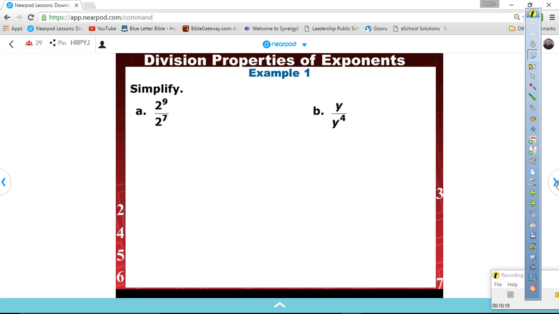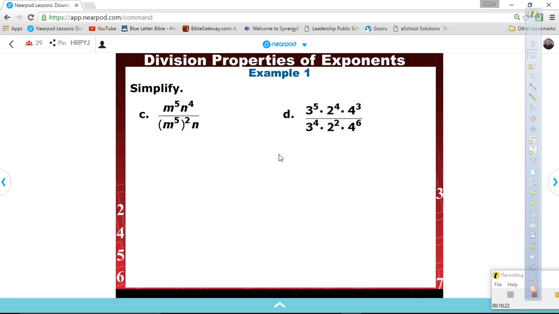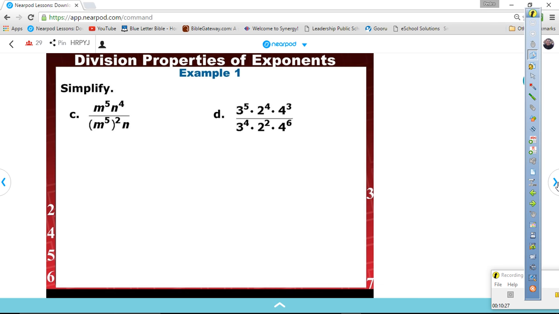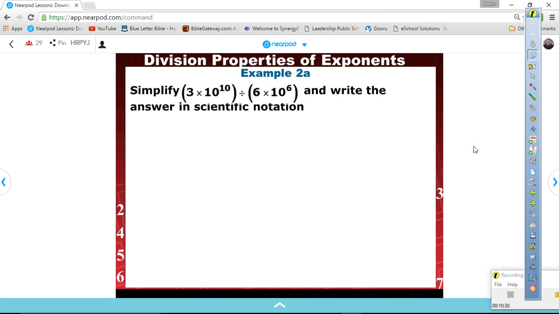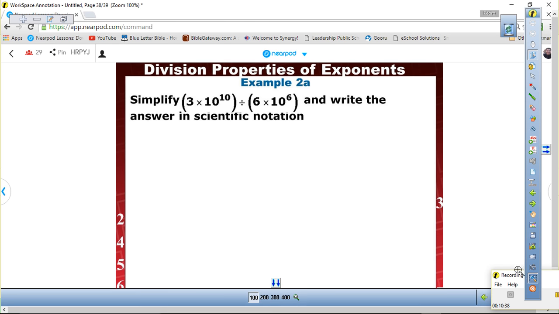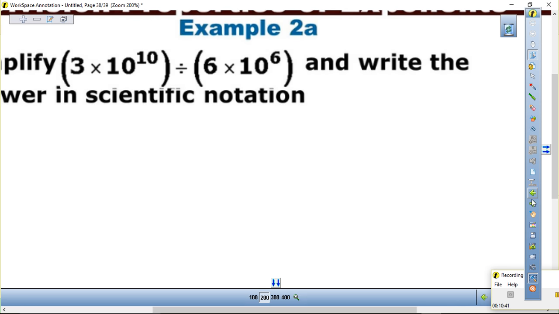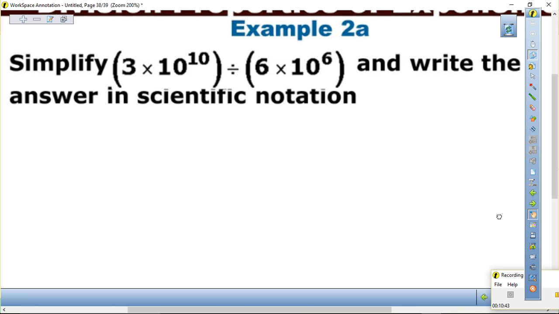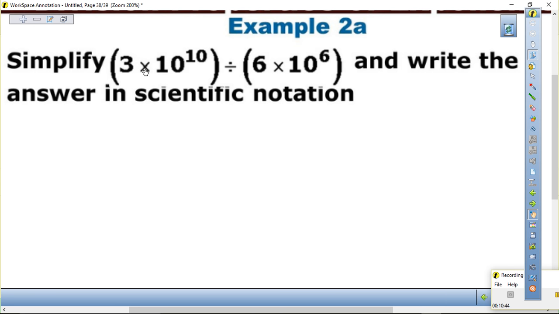Yesterday we did these. We did C. Does everybody see that? Okay. And I think we left off here. Did we do this one? Okay, copy this one, please. It says, example 2A, simplify (3 times 10 to the 10th) divided by (6 times 10 to the 6th) and write the answer in scientific notation. Copy that, please.